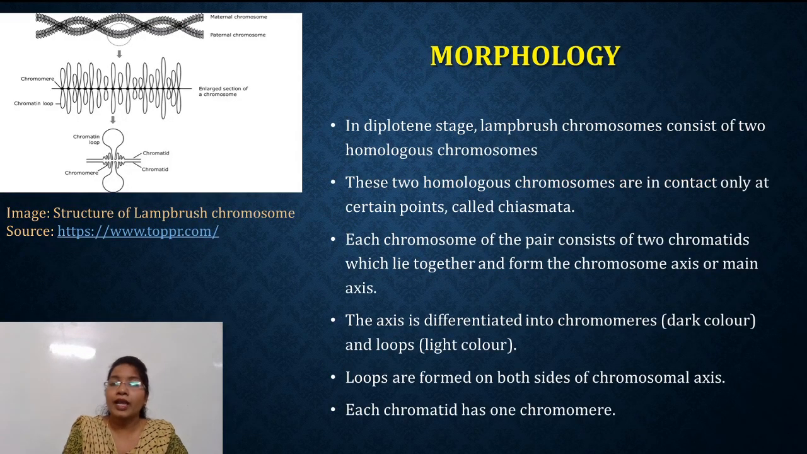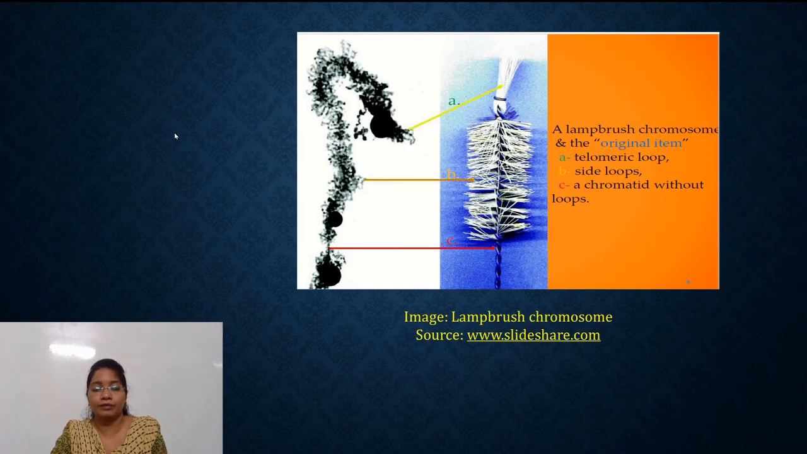Okay, let's see its morphology. In the diploid stage of cell division, these chromosomes consist of two homologous chromosomes, and these two homologous chromosomes are in contact with each other only at a certain point. That point is called the chiasma. Okay, so this is a point of contact. This is a maternal chromosome and this is a paternal chromosome, and this is the point of contact, that is, the chiasma formation.